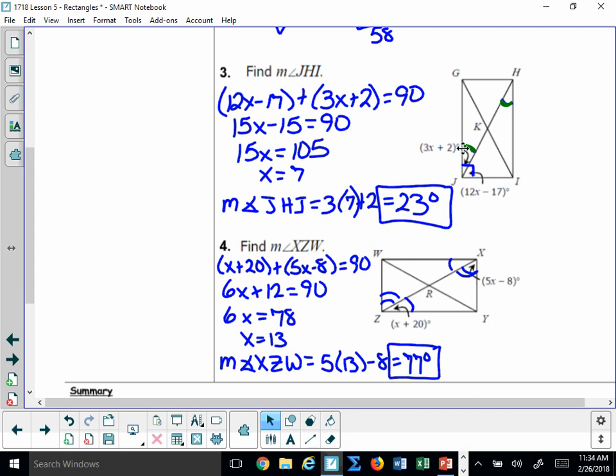All right, so for your summary, I want you to list the 8 properties that pertain to rectangles and be sure you identify which 6 are because it's a parallelogram and which 2 are just because it's a rectangle.